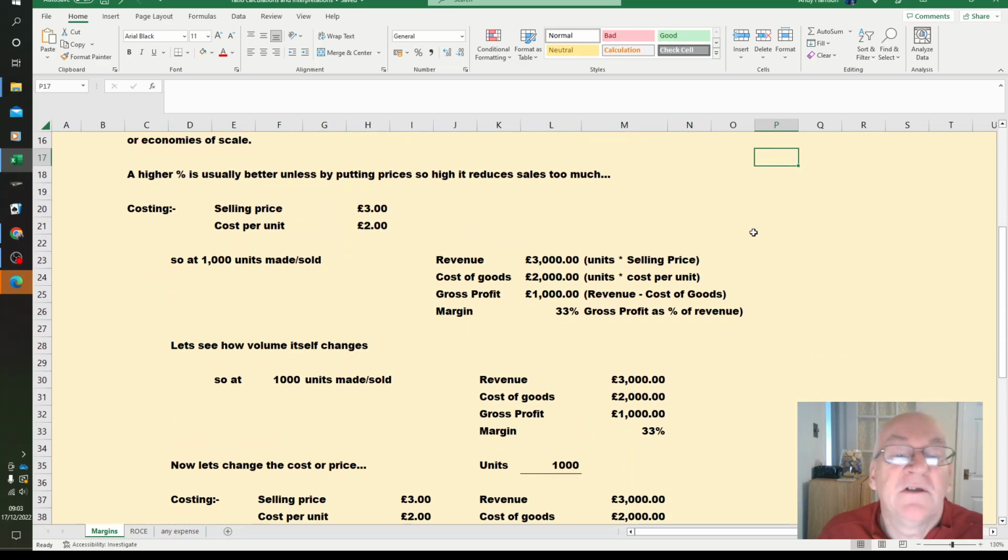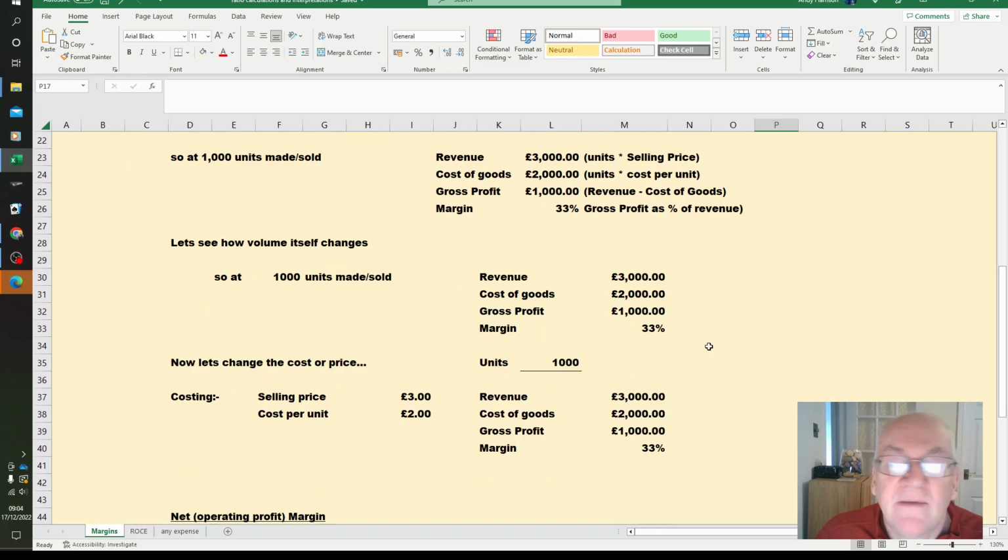So a higher percentage is usually better, unless we've given ourselves such a high margin we haven't got any sales, and therefore no profits, or very low turnover. So we're going to keep to some fairly straightforward numbers. I've got a selling price of £3 and a cost per unit of £2, and do a lot of the calculations based on 1,000 units made or sold. So the revenue would be £3,000, £3 times 1,000. Cost of goods 2,000, giving us a gross profit of 1,000. Gross profit divided by revenue times 100 is 33%.